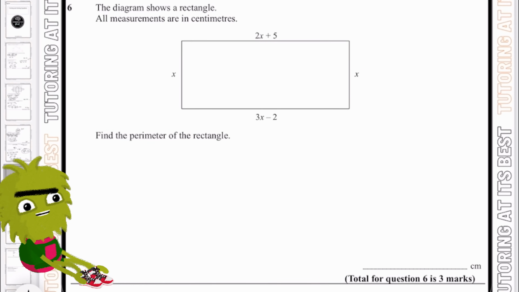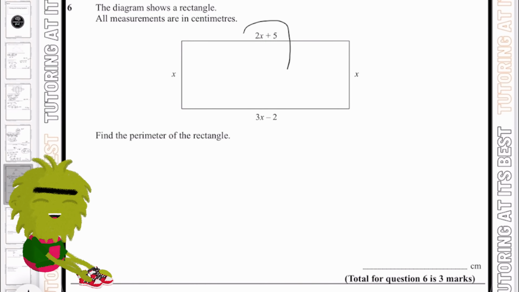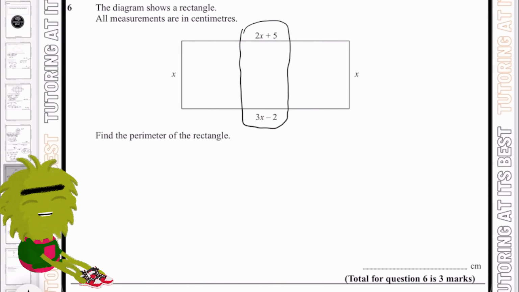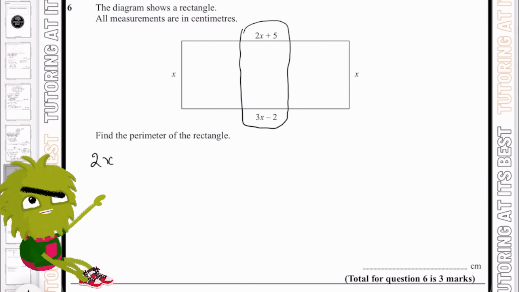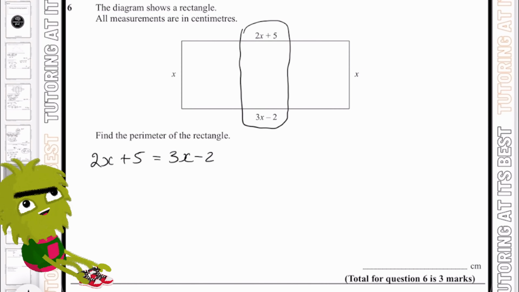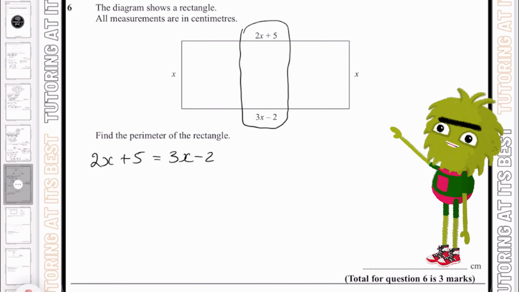So the first thing I'm going to do is take the main property of a rectangle, that the opposite sides are the same. So we can simply write 2x plus 5 equals 3x minus 2. What I'm going to do here is take all of the variables on one side and all of the numbers on the other side.